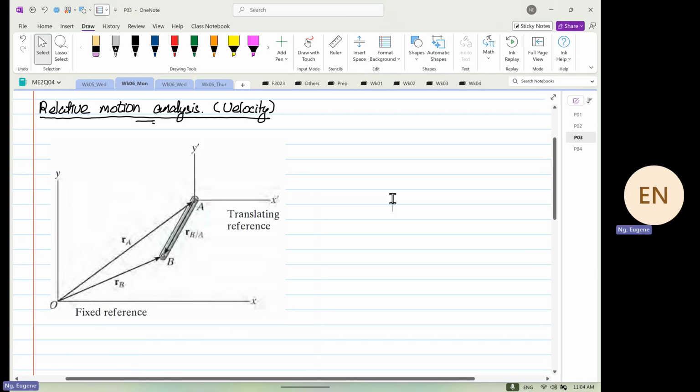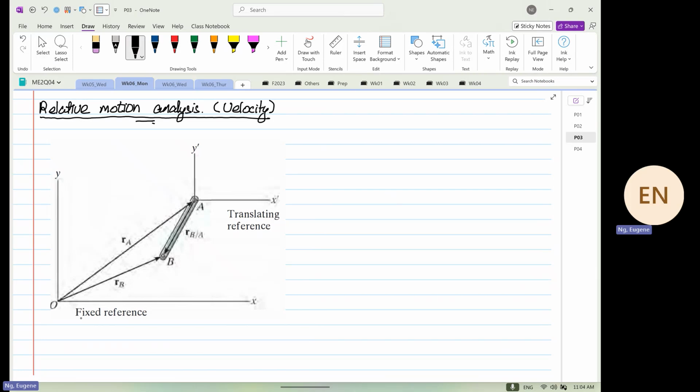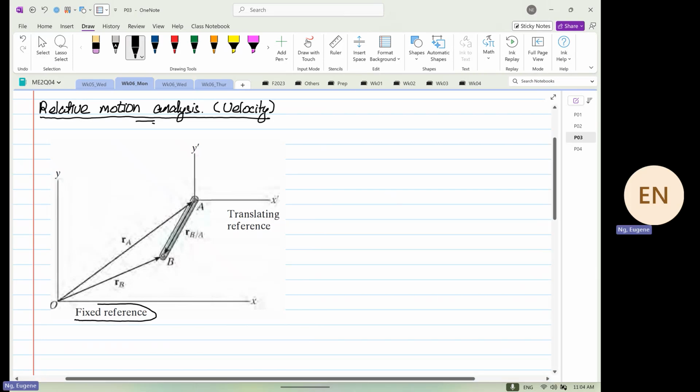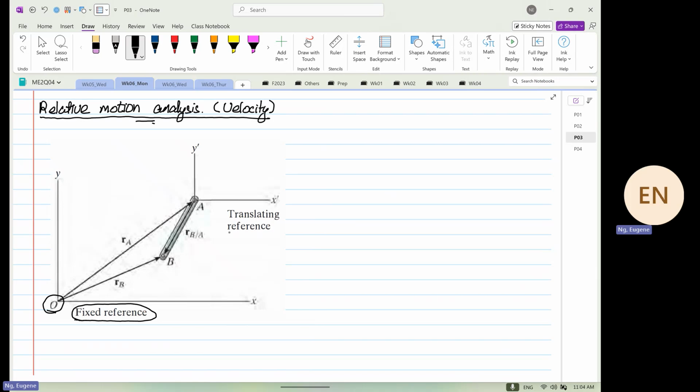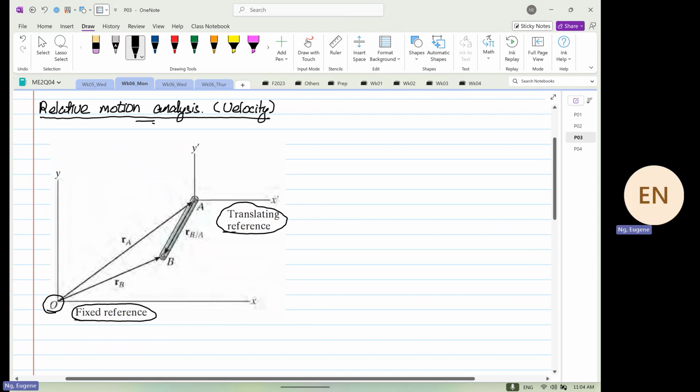As you can see from this figure, what we have is a fixed reference. Our fixed reference is our point O. We also have another point to consider, which is point A. This is our translating reference. So at point O, that's our fixed, and point A is our translating. Translating means it is moving in a rectilinear motion only.